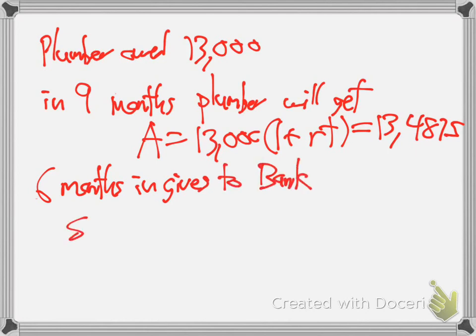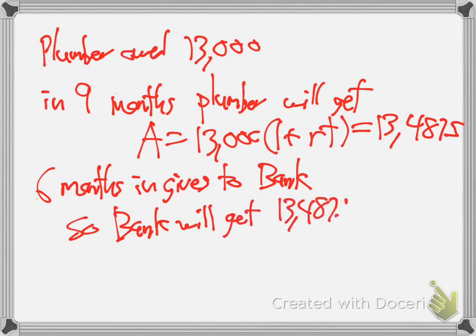So the bank's going to get that. So now, that amount's not going to change. That's the amount the contractor's going to pay, right? So whoever was holding that note, doesn't matter who's holding it in the end, they're going to get paid $13,487.5 because that's what the contractor owes the holder of that note. So when the plumber sells it to the bank, the bank will get the $13,487.5 in 3 months. Does that make sense?